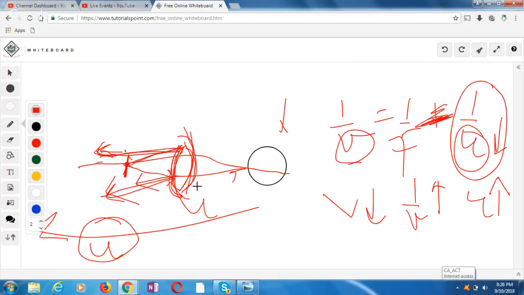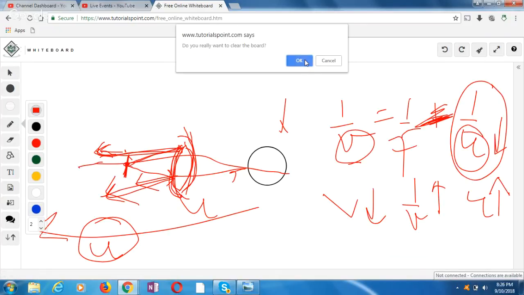If there is any doubt about this, you can ask me, otherwise I'll move to myopia. So I'm moving to myopia now, and then I'll have to solve a few questions.